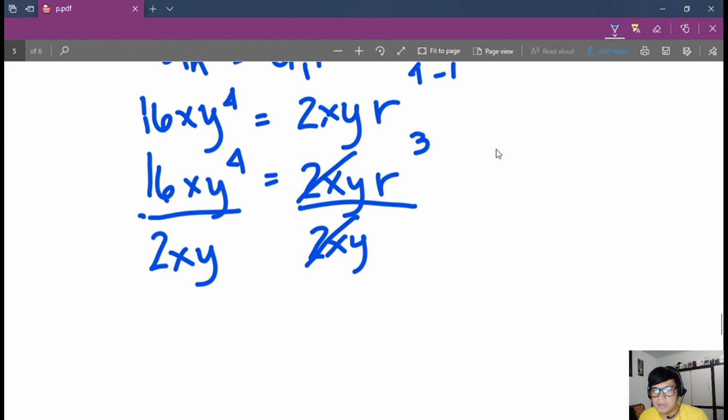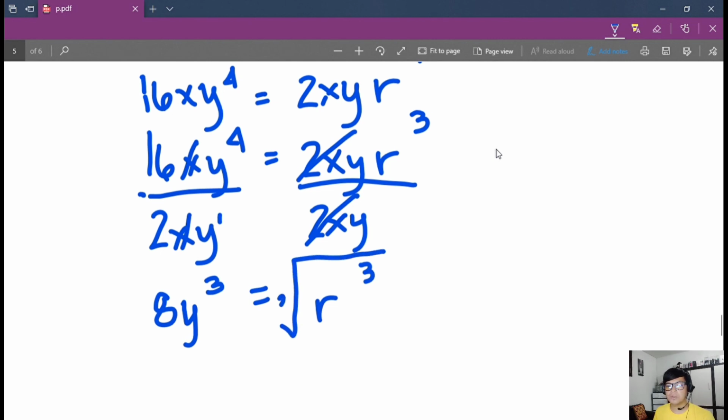So, 16, ito, isa-isahin natin. 16 divided by 2, pwede man siya ma-divide, diba? So, 8. Ito, x divided by x is 1. So, parang mawala na yan siya. Ito naman, y to the 4th power divided by y is y raised to the 3rd power. Kasi may 1 man yan siya. So, diba, subtract man. Isa-subtract yung exponent pag division of variable na may exponent is equal to r cube.